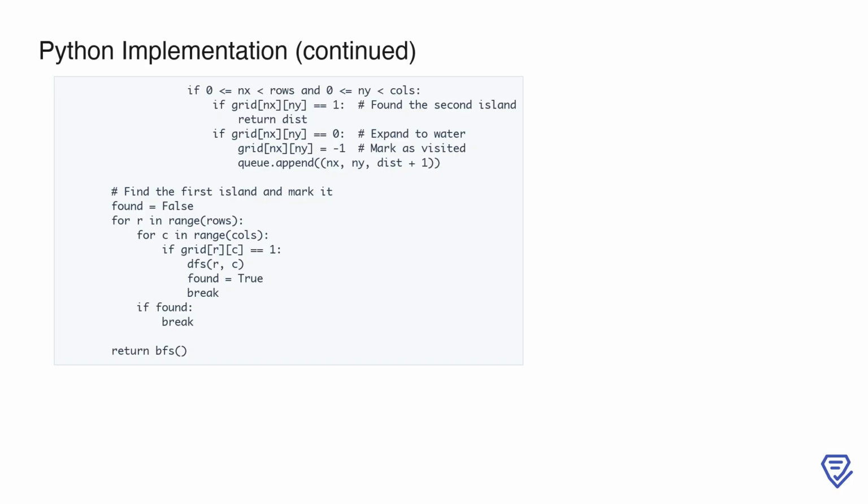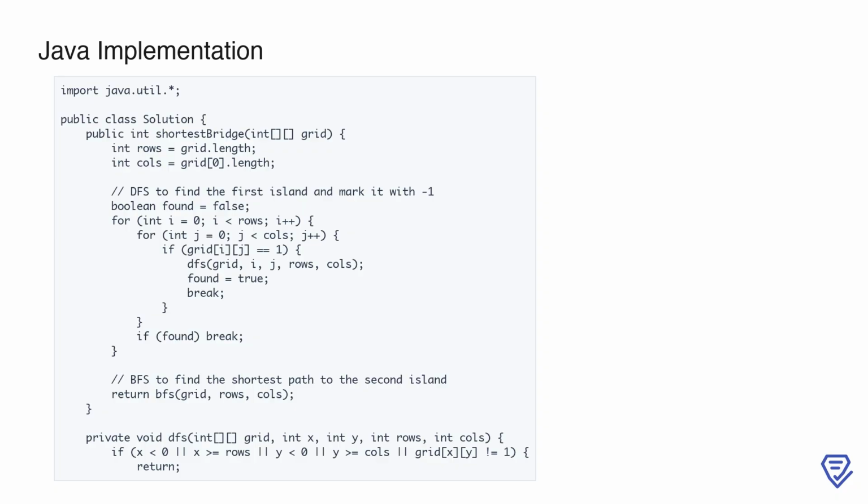Finally, we combine this BFS with the earlier DFS by first locating the first island in the grid, marking it, and then running the BFS to find the shortest bridge. The result of the BFS is the minimum number of steps required to connect the two islands. Here we begin our Java implementation of the shortest bridge problem.